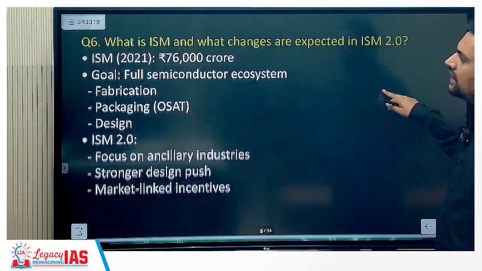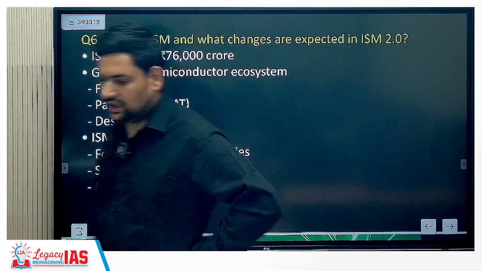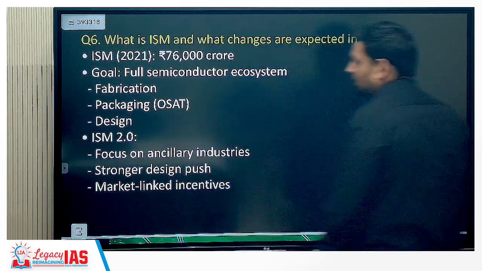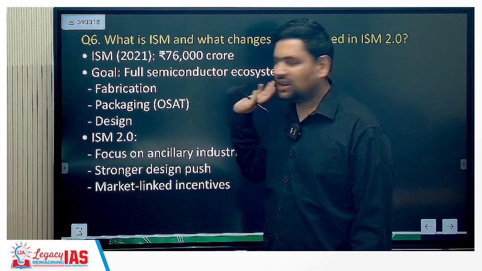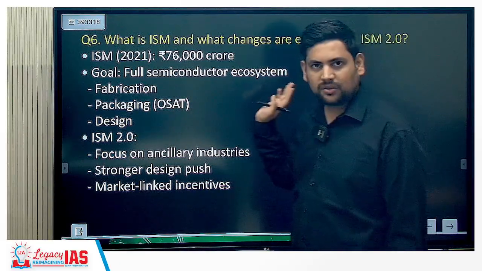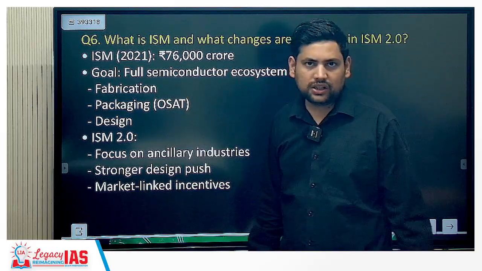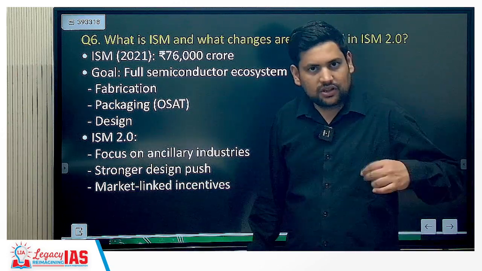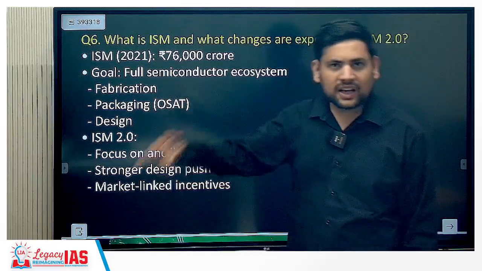Next, what is ISM and what changes are expected in ISM 2.0? This is the Indian Semiconductor Mission. It was launched in 2021 with 76,000 crores. The goal is a full semiconductor ecosystem, from fabrication, packaging, design, everything we wanted to do in India. We started doing all this. We took small steps in fabrication, packaging, design. Actually, in design we are doing much better.